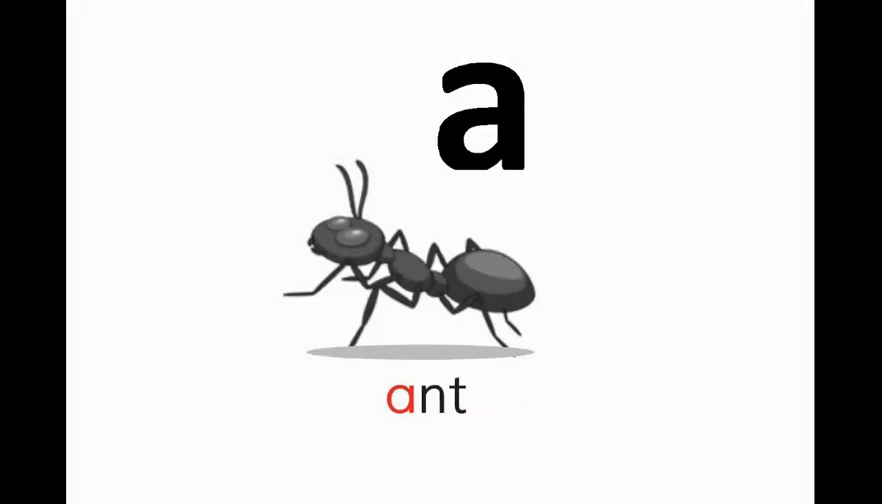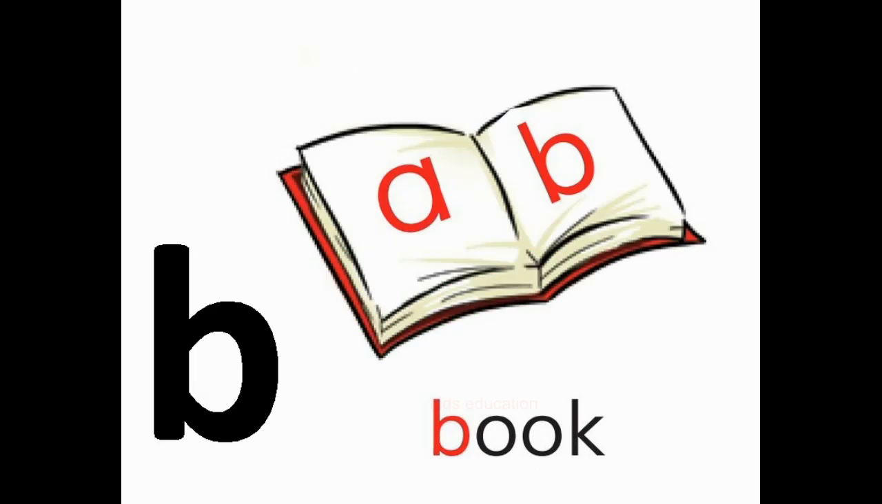A for ant, ant meaning chunti. A for arrow, arrow meaning tir. B for book, book meaning kitab.